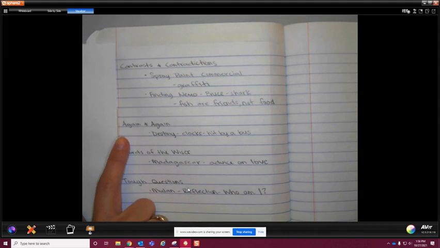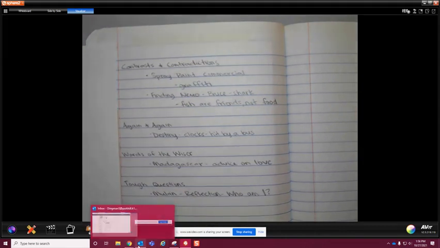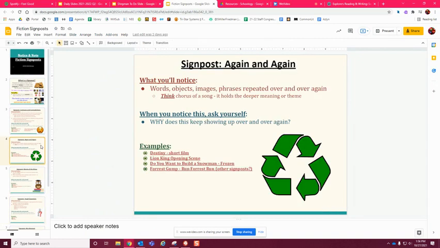So you're going to write again and again, and then I'm basically going to tell you what that is really quickly so you can kind of see what that is. So let me go back here. Fiction signposts. So again, we talked about how fiction signposts are places in reading that you need to stop and think about what you're reading in order for you to comprehend. All right, so the signpost again is that there's words and objects or images that are repeated over and over. And so when you notice that, you need to stop. You need to ask yourself, why does this keep showing up over and over again?